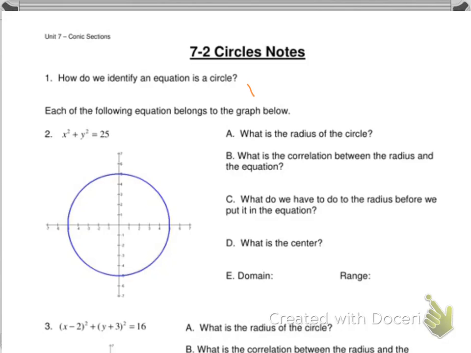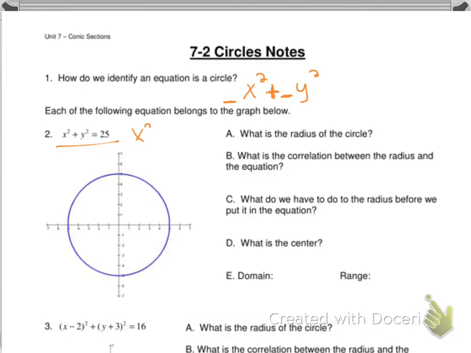So hopefully you know that that means that there's two squared terms and they're being added and they have the same coefficient. Okay? So both x and y are squared, they're being added, and they have the same coefficient. So that's how we know if it's a circle. So here is an equation of a circle. So what is the radius of this circle?